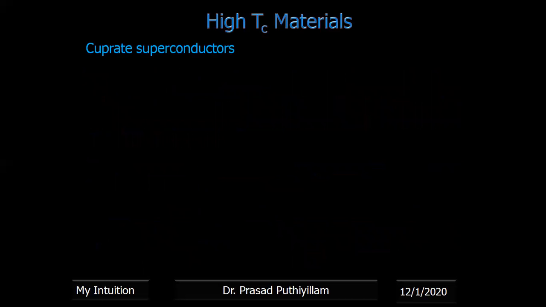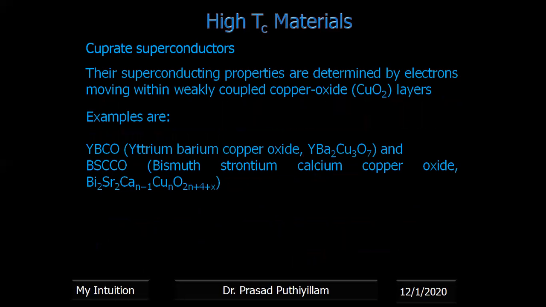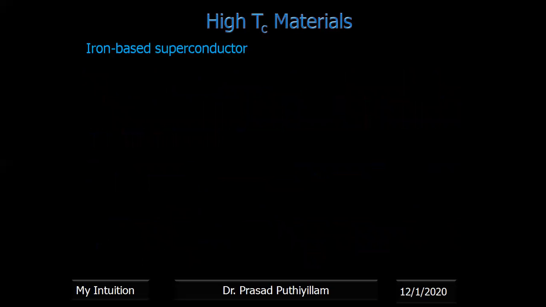Examples of high temperature superconducting materials are cuprate superconductors, in which the superconducting property is determined by the electrons moving within the weakly coupled copper oxide layer, the CuO2 layer. Examples are yttrium barium copper oxide, and bismuth strontium calcium copper oxide.